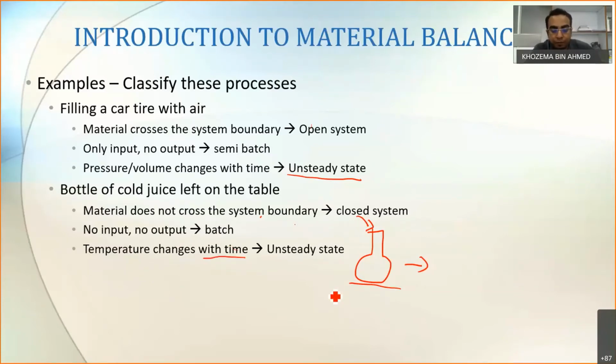If you remember from a previous slide, I said that the condition can be your mass flow rate, your volumetric flow rate, your temperature, your pressure, your volume, your mass. So if you have a cold juice bottle, you take it out from the fridge, you put it on the table, you know that temperature in the fridge is lower than temperature on the table. So definitely after a while, let's say 10 minutes, 20 minutes, the temperature will be different. Instead of having a cold juice in the bottle, you have a room temperature juice in the bottle. So that's why it is an unsteady state process.